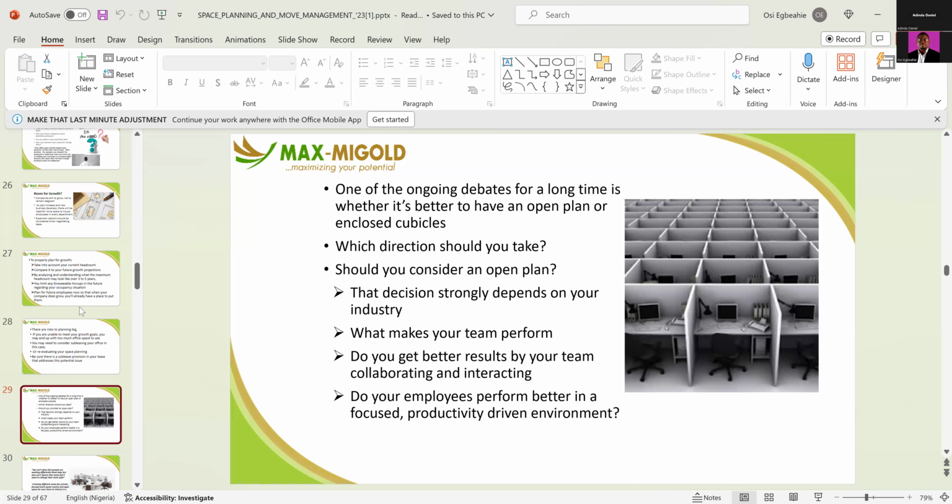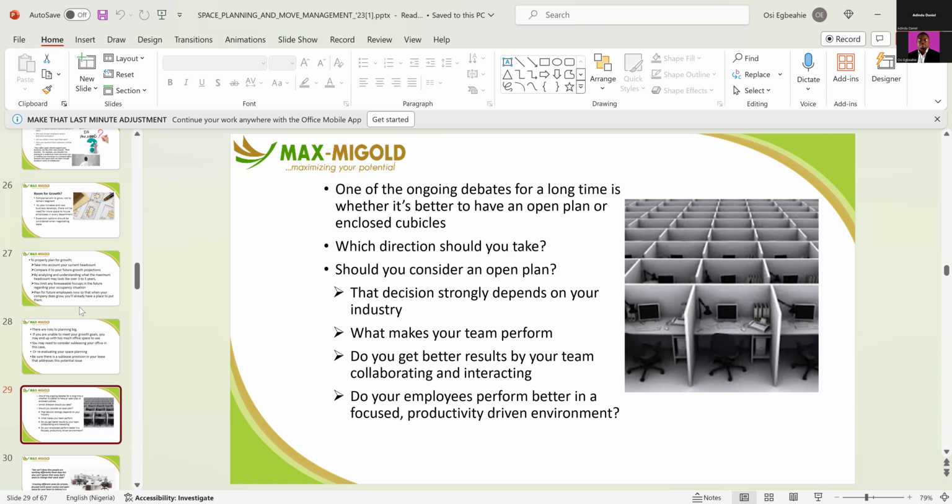Then one of the ongoing debates for a long time now is whether it is better to have an open office or enclosed cubicles, that's enclosed offices. Which direction should you take is a question. Should you consider an open office? There are some advantages and disadvantages.